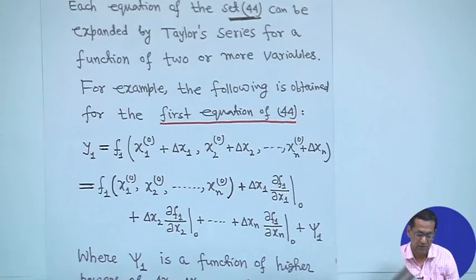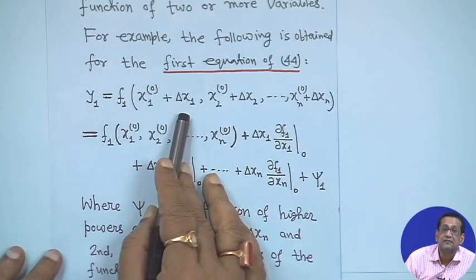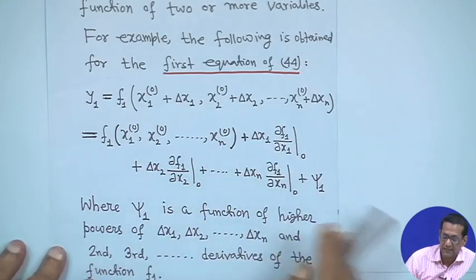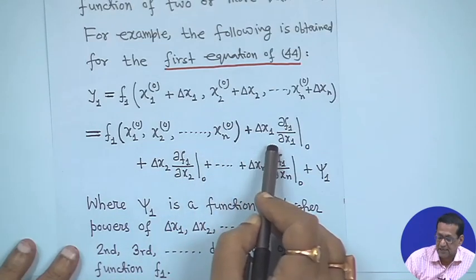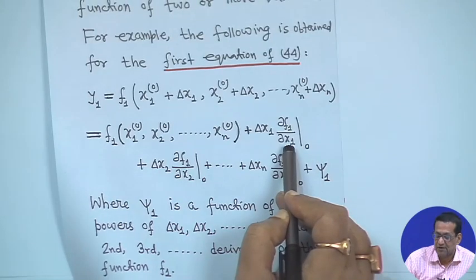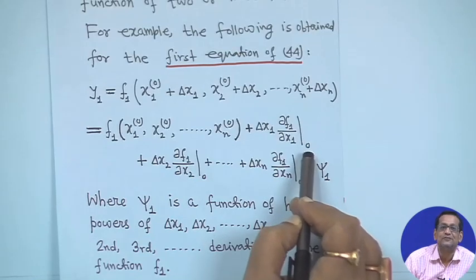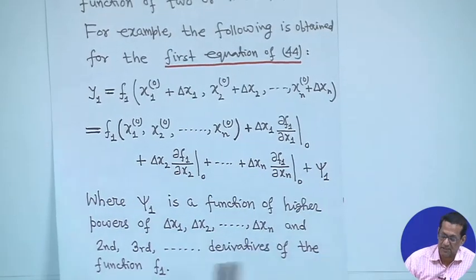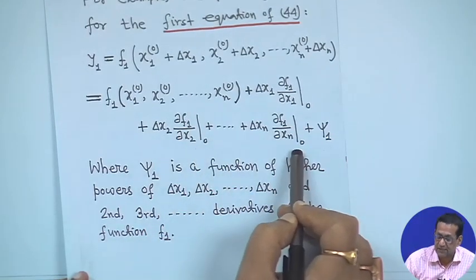If you do so, then you can write y1 is equal to f1(x1(0) plus delta x1, x2(0) plus delta x2 up to xn(0) plus delta xn). So, you expand it in Taylor series. It will become f1(x1(0), x2(0) up to xn(0)) plus delta x1 times del f1 upon del x1. Here you have to take the derivative and put in all the initial values, that is why the suffix 0 is shown here. Similarly, plus delta x2 times del f1 upon del x2, up to delta xn times del f1 upon del xn, plus psi 1.